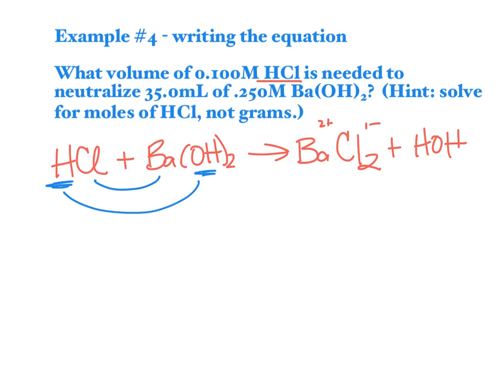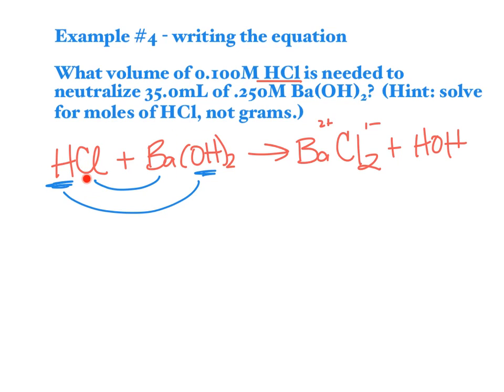And this is always what we get in an acid-base reaction. We always get water as one of our two products. And the other product is something called a salt. In this case, the salt, instead of being sodium chloride, is barium chloride. And that's the other product that we get. So when we're saying neutralize, we're saying how much of this stuff do we need exactly to react with this stuff.